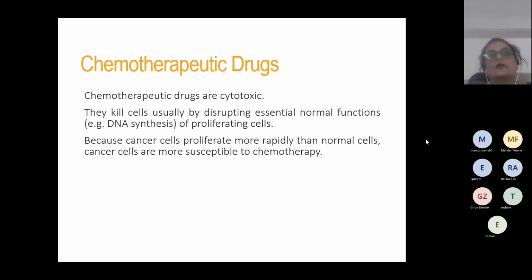So, what are chemotherapeutic drugs? Chemotherapeutic drugs are cytotoxic because they kill the toxic cells and they also produce toxicity. They kill cells usually by disrupting essential normal functions, for example DNA synthesis of proliferating cells.